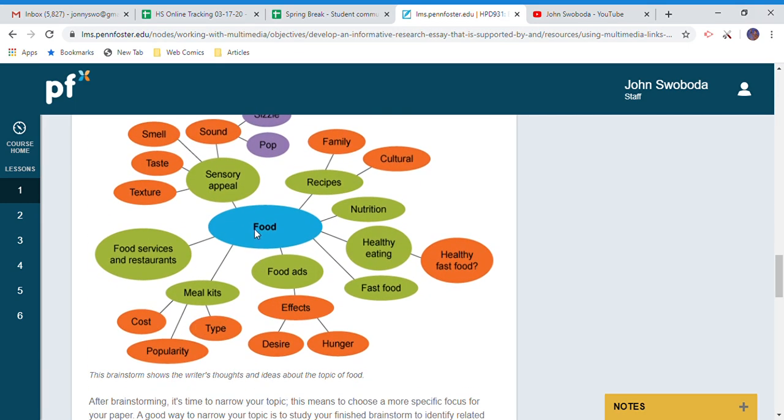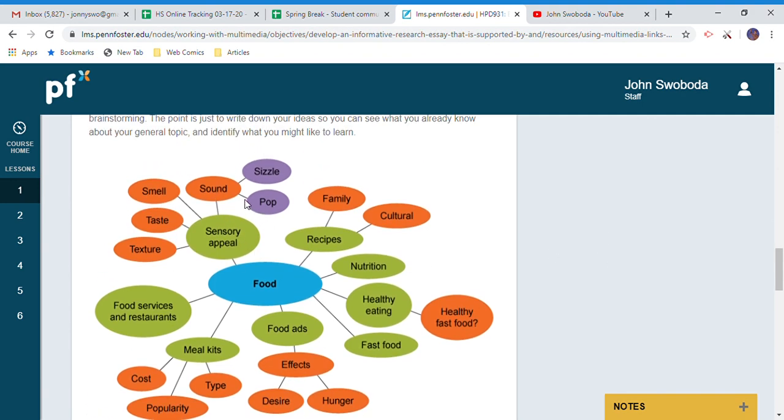So they say you start with food, right? That's the dead center of it, food. And then what do you think of when you think of food? You think of food service and restaurants. You think of the sensory appeal, right? As in taste, texture, smell, sound. And then they even went one step further on sound. They said sizzle and pop. You like, when you're cooking meat, you like the sizzle and the pop of it.